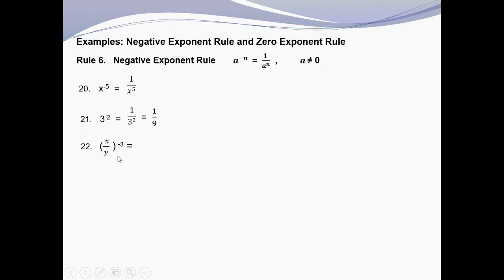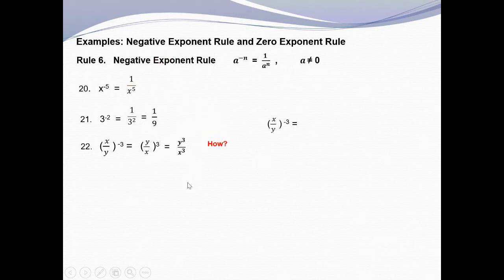Okay, now remember the rule, guys, when you have a fraction, we use the reciprocal and make the exponent positive. Then we use the product rule. So it'll be y to the 1 times 3 is 3, x to the first power times 3 will give us x to the third power.